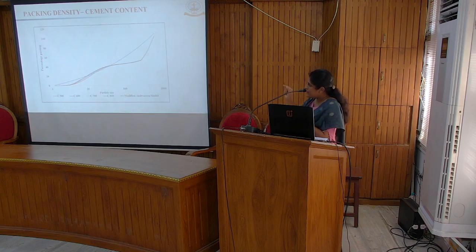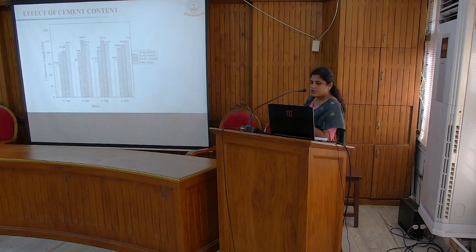The blue line represents the modified Andreasen model, which MR software is based on. That's the blue curve representing the optimum curve. If we vary the cement content as C500, 600, 700 and 800, we will get a graph like this. From this figure we can understand that all the graphs are almost the same.